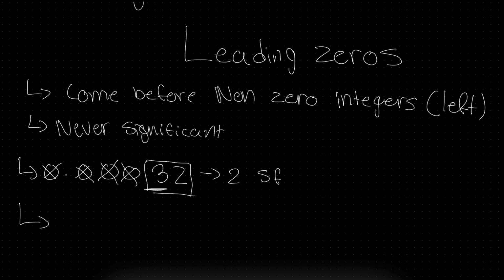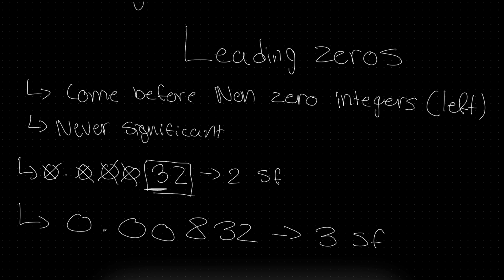Now your turn. How many significant figures does the number 0.00008 3 2 have? Feel free to pause the video. Hopefully, you got 3 significant figures. Now let's see why. All the zeros on the left-hand side of the first non-zero integer, which is 8, are not significant, meaning this 0 is not significant, neither is this, and neither is this, leaving us with 3 non-zero integers, which means 3 significant figures.